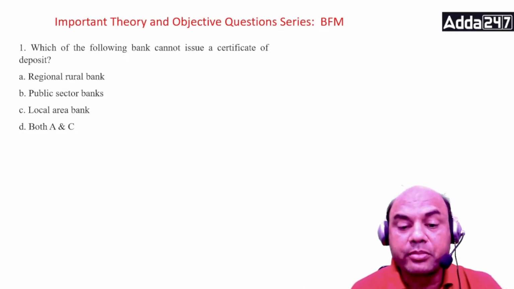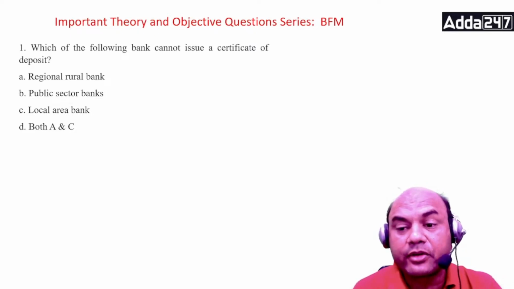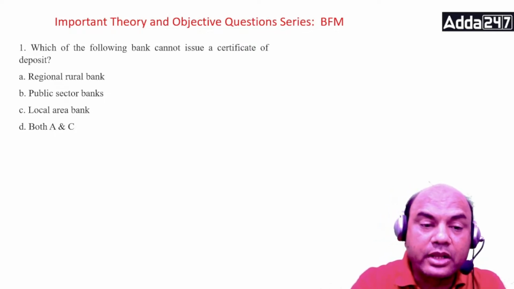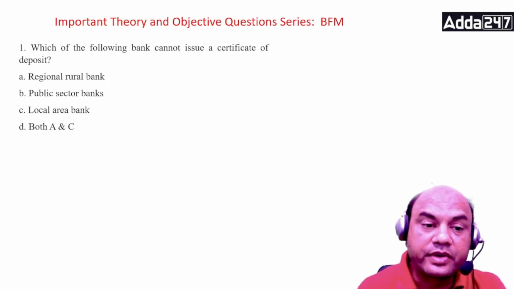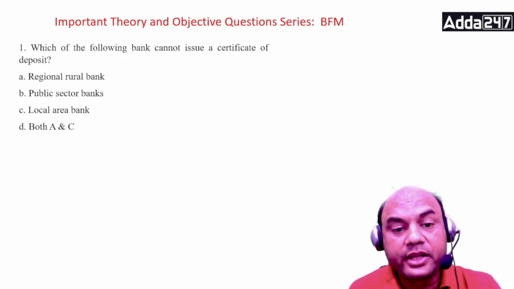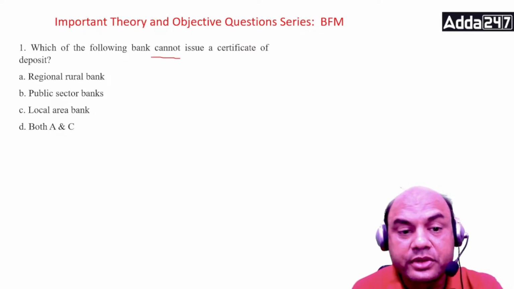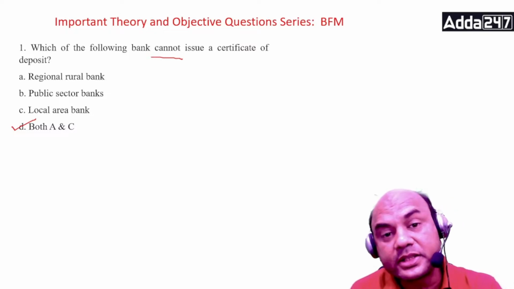Minimum amount of deposit which RBI has kept is generally kept at 5 lakhs. But let's see the minimum amount. So in the meantime, you tell me who can issue and who cannot issue a certificate of deposit. So the point is, who can issue? The answer is both A and C.